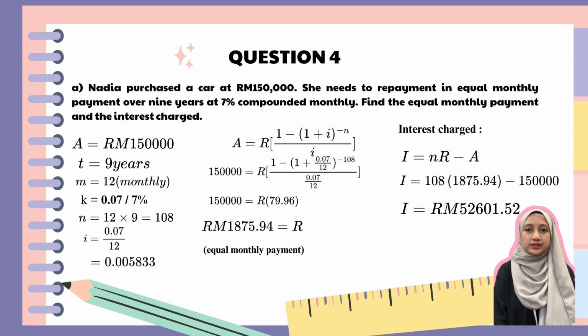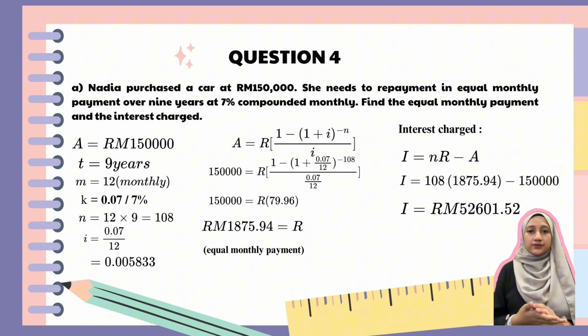Lastly, we should find the interest charge. To find the interest charge, we need to use the formula I equals NR minus A. 108 open bracket 1,875.94 close bracket minus 150,000. The total is 52,601 ringgit 52 cent. So that is the answer for the interest charge.